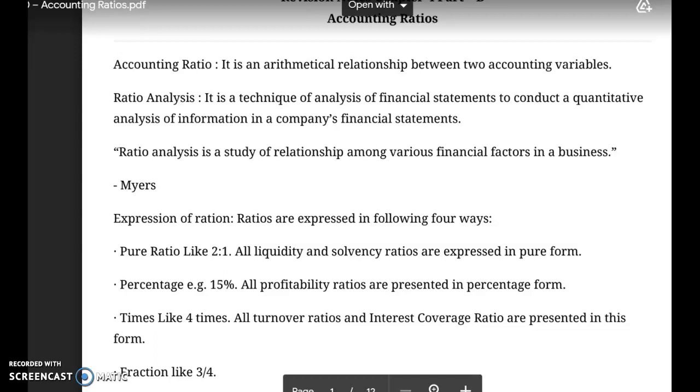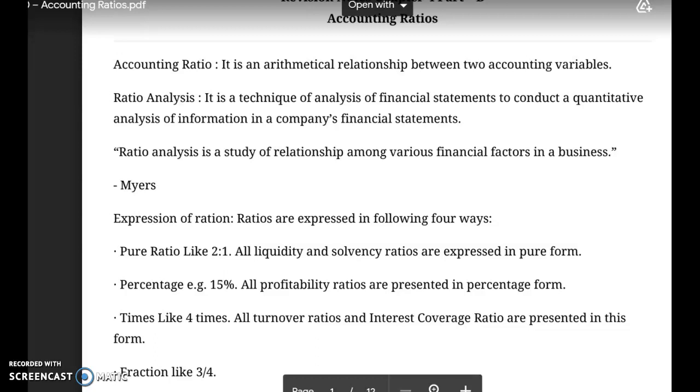We will again say that B Limited is more efficient because B Limited's sale is 20 lakh and profit is 2 lakh, while A Limited's profit is 1 lakh and sale is 5 lakh. But again, we are not in a position to get the true conclusion. How will we get the true conclusion? When we express at least two accounting variables in relation to each other.